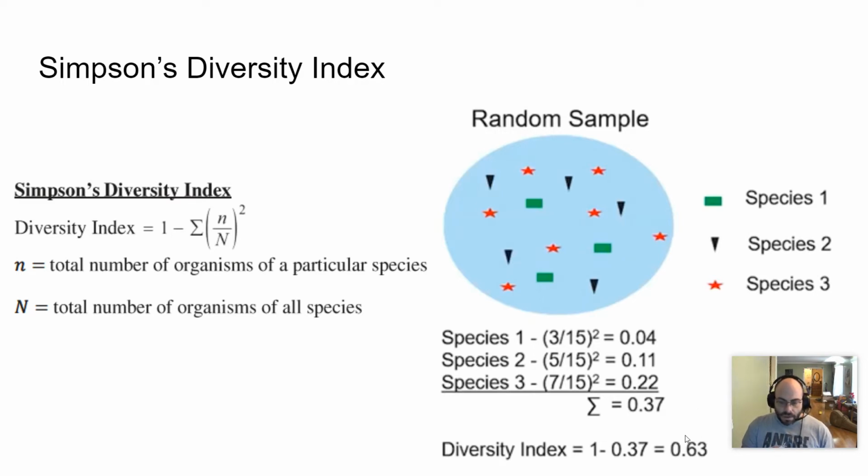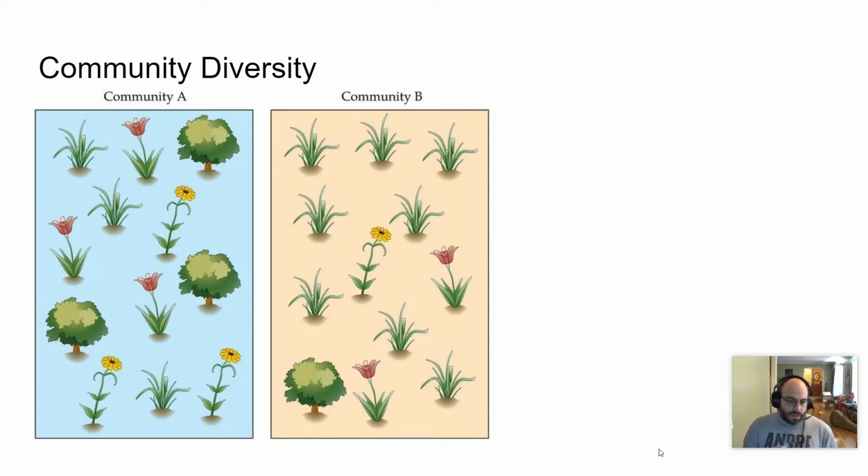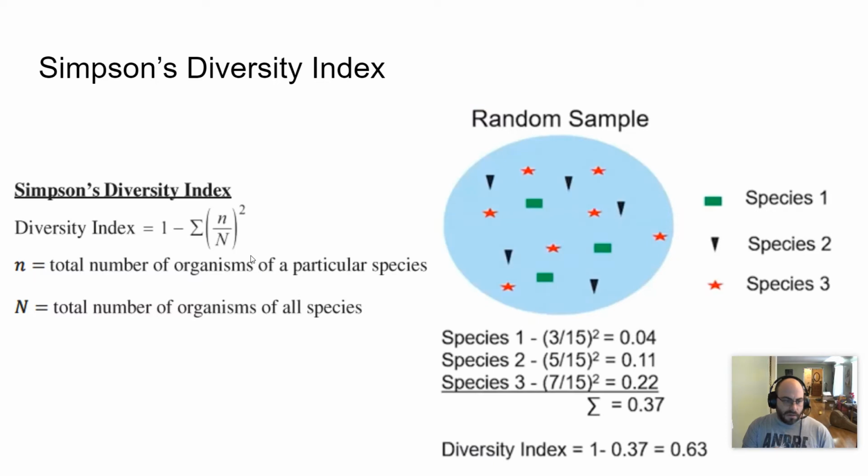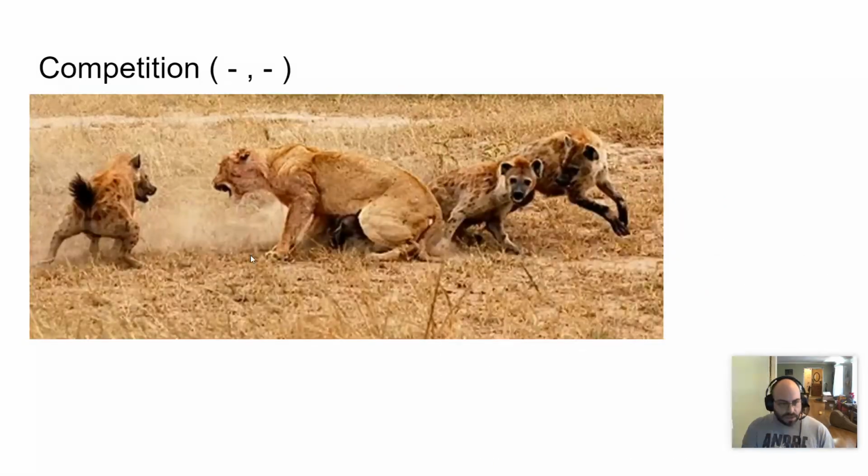And so this is 0.63. We can do the same thing for this population and get a number, and we would be able to say, well, community A is more diverse than community B, or whatever the numbers might show. And that's the purpose of the Simpson's diversity index.